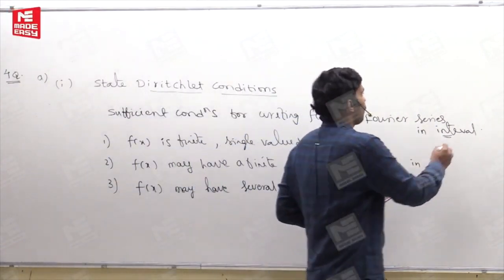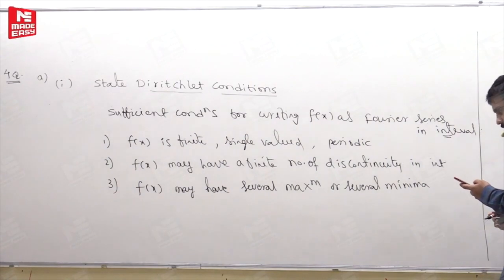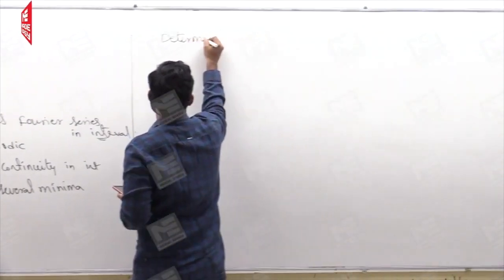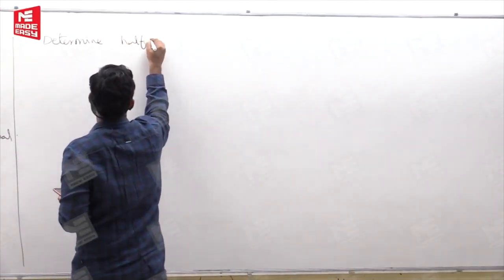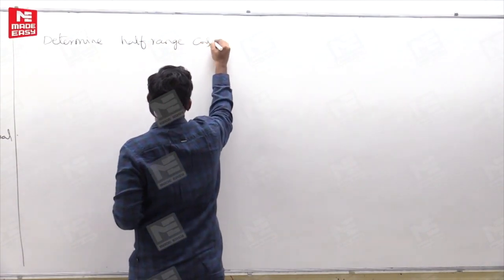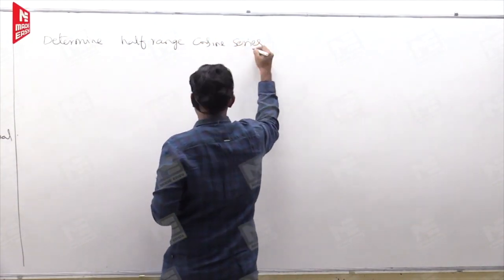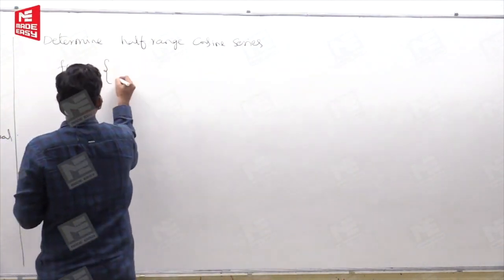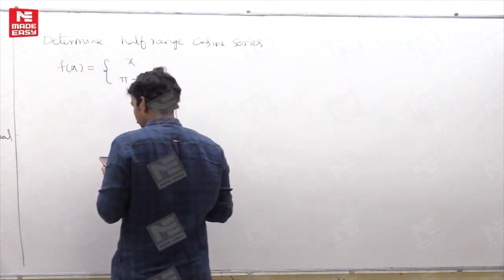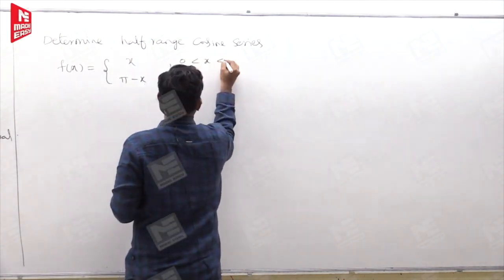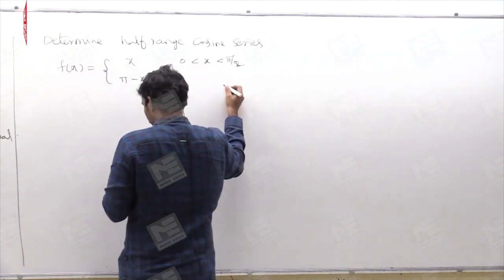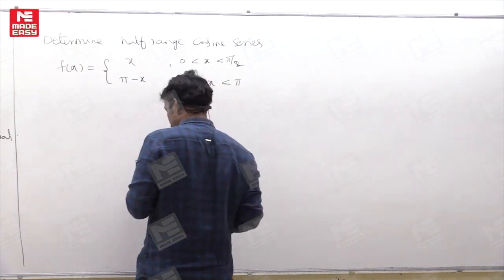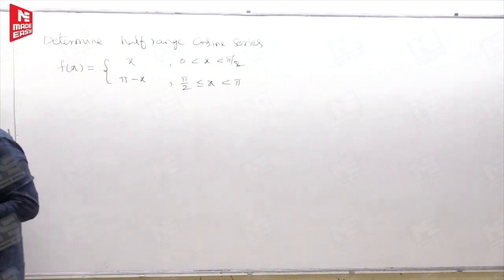Right. Now after this, there is a question given: determine the half range Fourier cosine series for the function f of x. f of x is given as x in the interval 0 to pi by 2, and pi minus x in the interval pi by 2 less than or equal to x less than pi. So this is what is given.